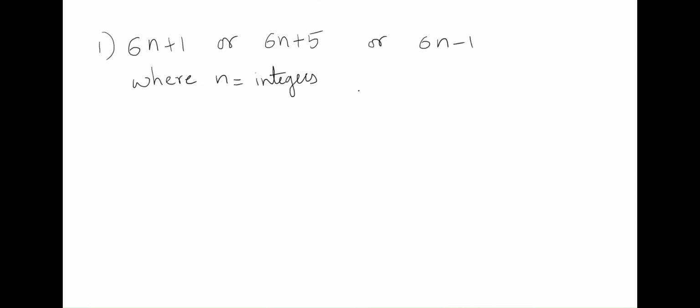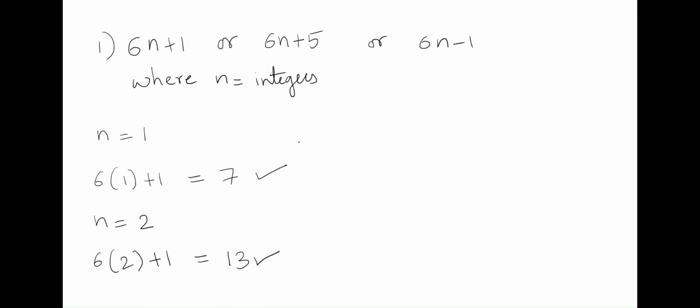Now let's see, any prime number which is greater than 3 is represented by 6n plus 1, 6n plus 5, or 6n minus 1, where n is an integer. How is that possible? Let's see. Take n equals 1. 6 ones are 6, plus 1, which equals 7. So 7 is a prime number. When you take n equals 2, you get 6 twos are 12, plus 1, 13. 13 is also a prime number.